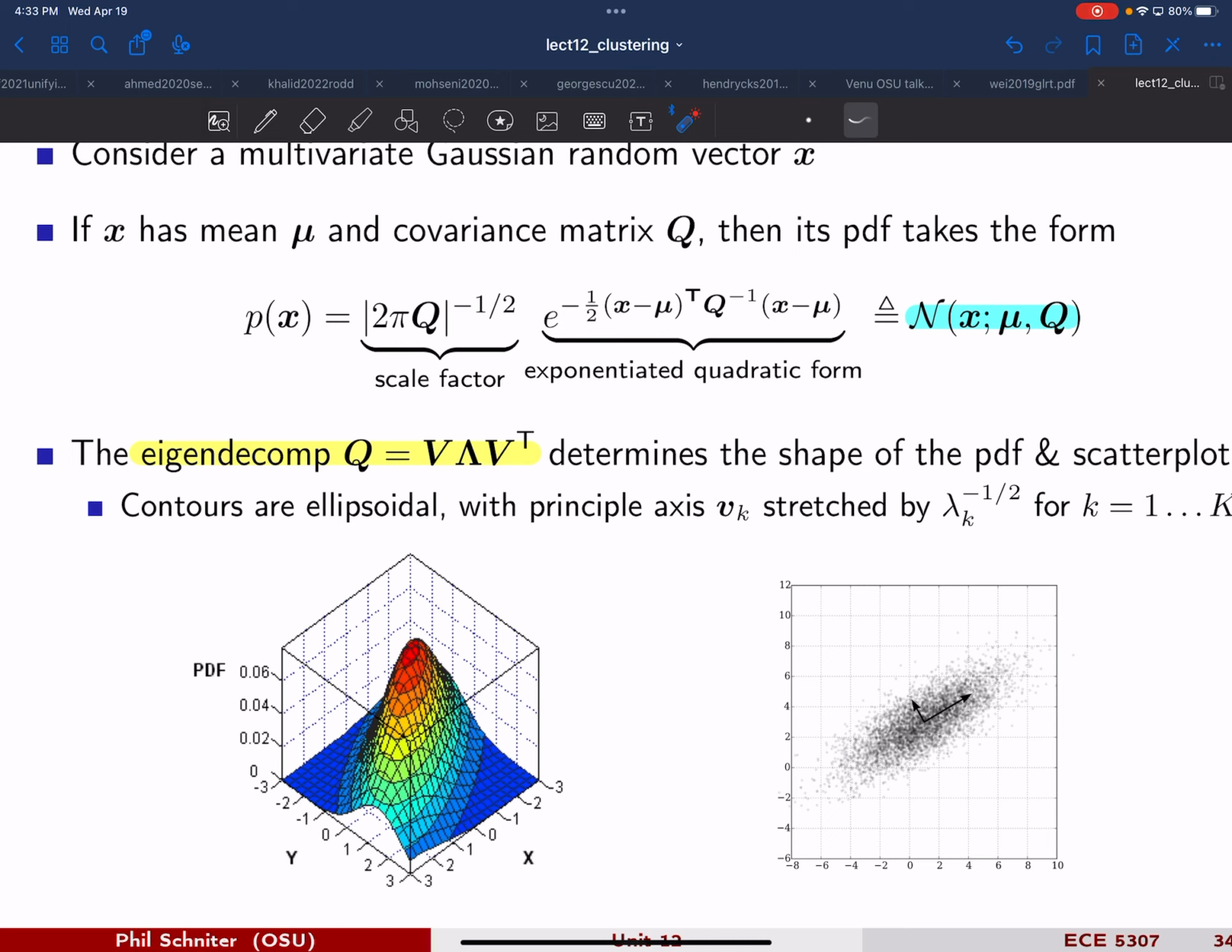So how does this work? If the eigenvalue, which is like the variance, is large, then when you invert it, it becomes small. Somehow I'm getting tripped up here.